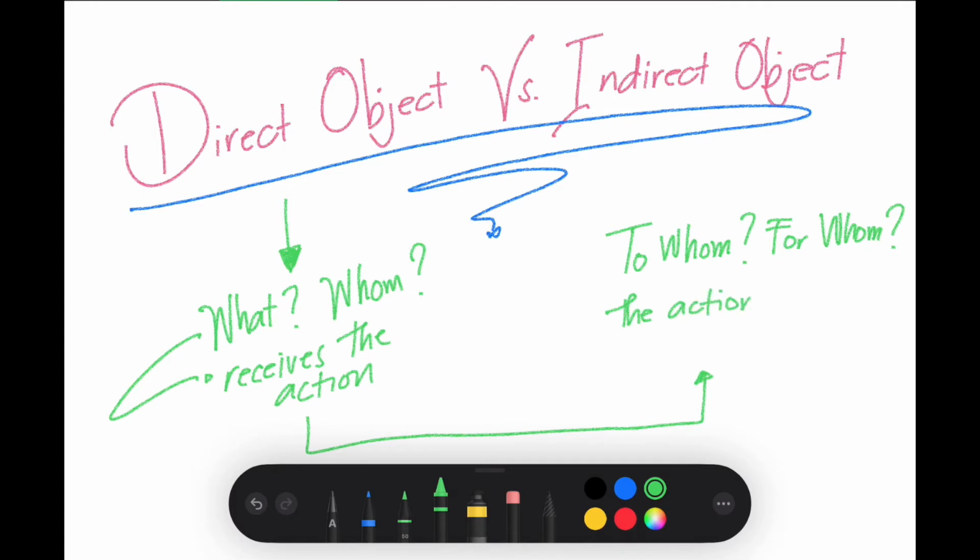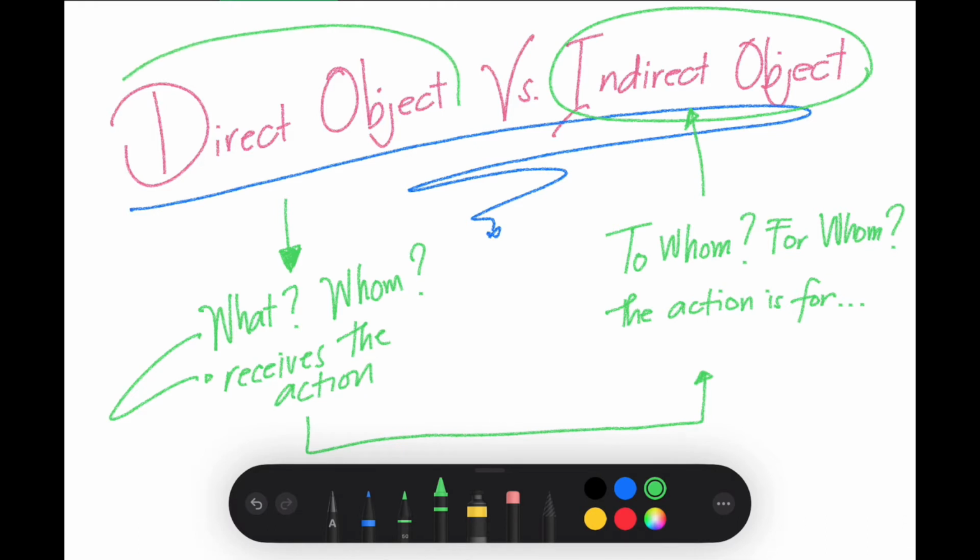So it answers to whom, para kay kinsa, and for whom. For whom the action is for. So that is our indirect object. While again, our direct object answers the question what or whom, and they receive the action.